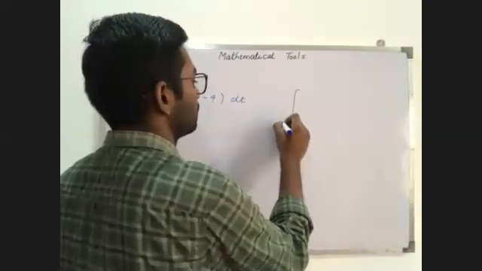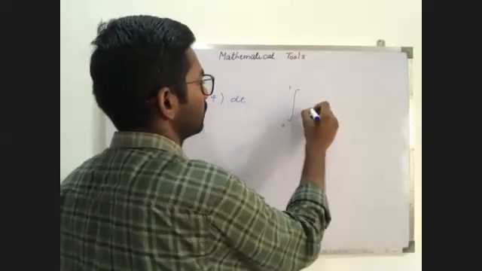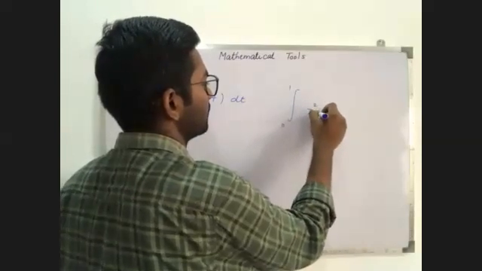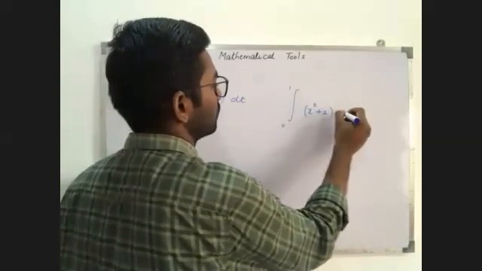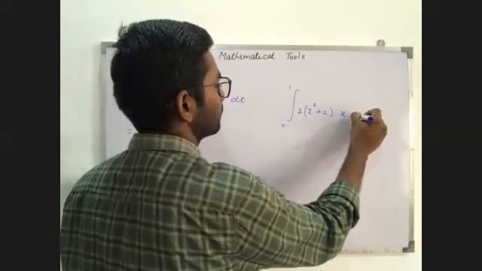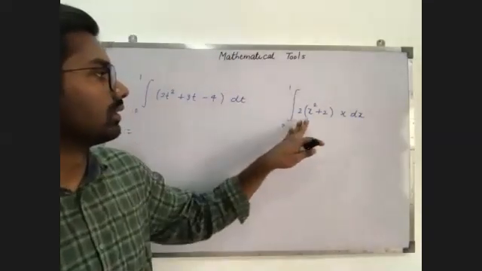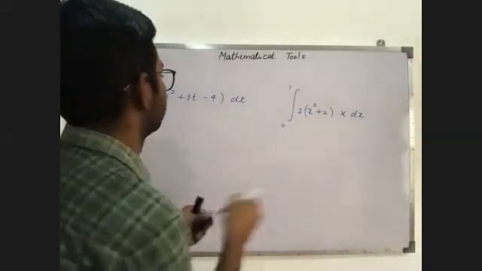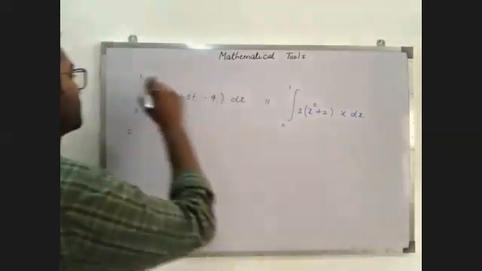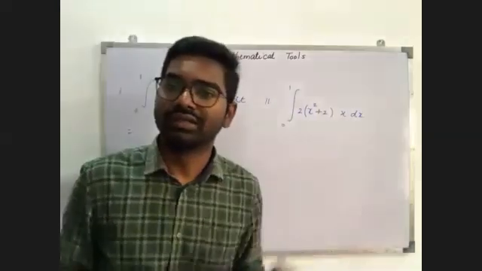Integration 0 to 1 of x square plus 2x dx. You need to integrate this one also. This is the second question, this is the first question. 0 to 1, try to integrate this one also.